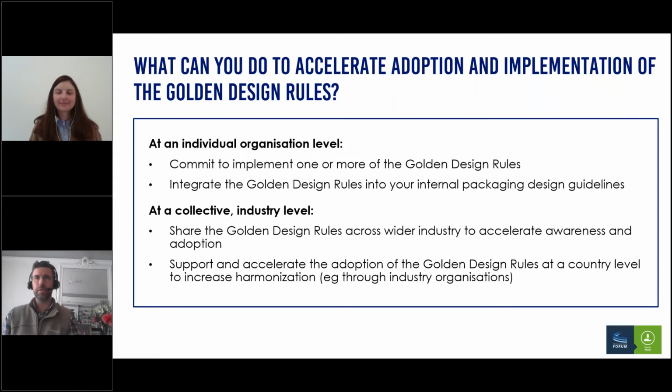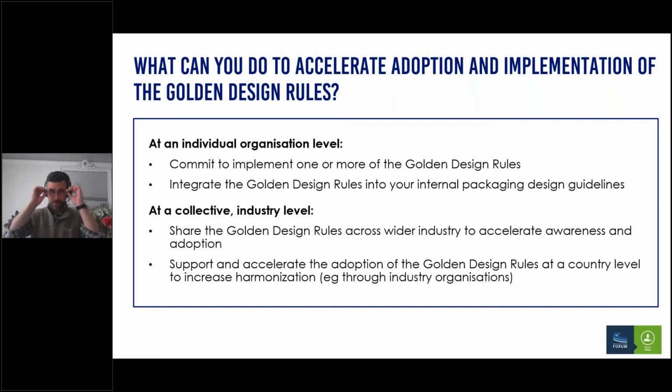what can you do? So if you're listening here, and I have approximately 70 people, so you must now know about the golden design rules. You have all the detail in the webpage, and we can talk about it and you can ask as many questions as you want. But what can you do as part of the industry to accelerate adoption and implementation? So 2 things in here that we want to highlight at an individual level. So you and your company. First of all is understand the golden design rules and commit to implement 1 or more if you can. And then the tricky part, which is to integrate them into your internal packaging design guidelines. So that you can do tomorrow.